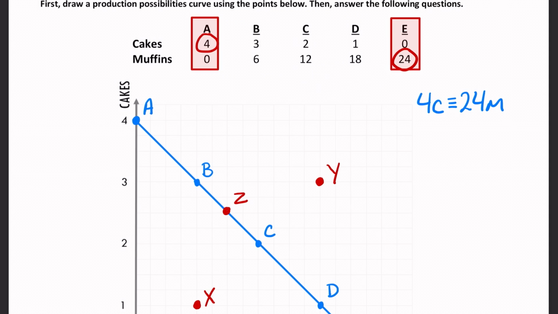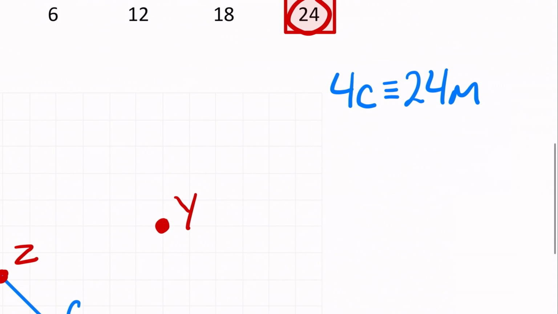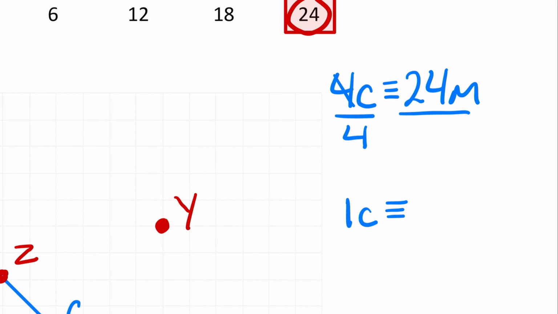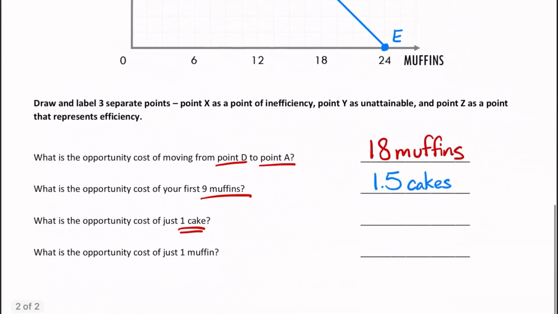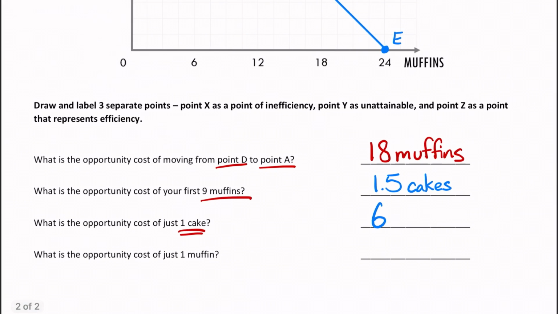And so this shows us our opportunity cost for all 4 cakes, but what if we want to know our opportunity cost for just a single cake? Well, what we can do is divide both sides by 4, because if you notice, the 4's over here cancel out and they give us 1 cake here. And then we have 24 divided by 4 gives us 6 muffins. So we know the opportunity cost for 1 cake is going to be 6 muffins.